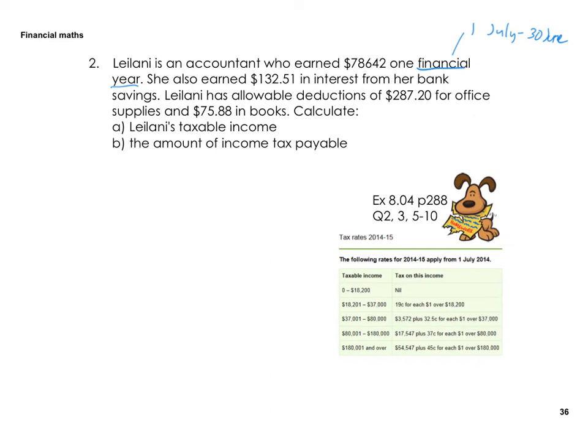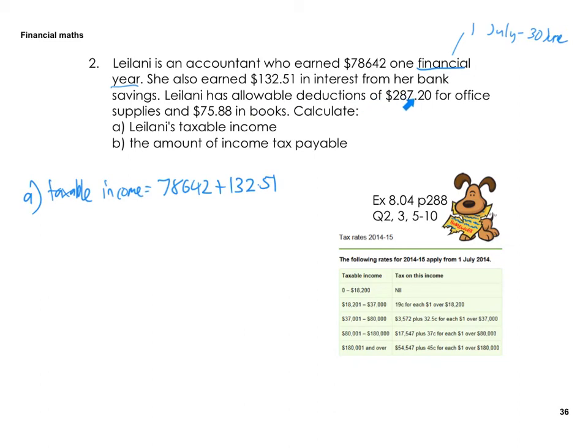Okay, so part A, taxable income. Okay, so she's got her regular amount, so 78,642. But she also earned interest from her bank savings. Now that's an income source, so that's also taxed. So we actually must add that, not take it away. You've got to add any income sources and take away deductions.